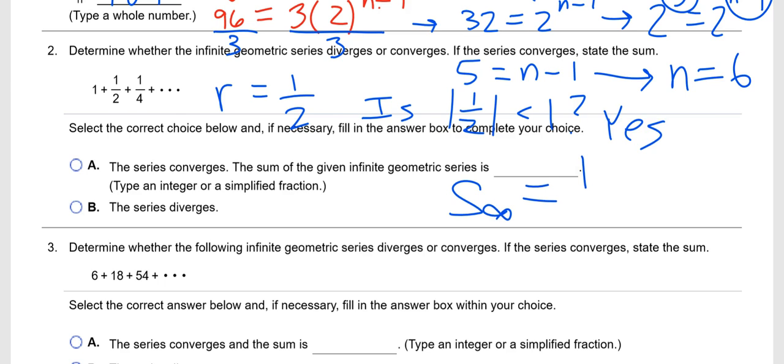First term over 1 minus r. And the first term's a 1, right? Stay with me. Okay. So what do you get? 2. That's true. Very true.